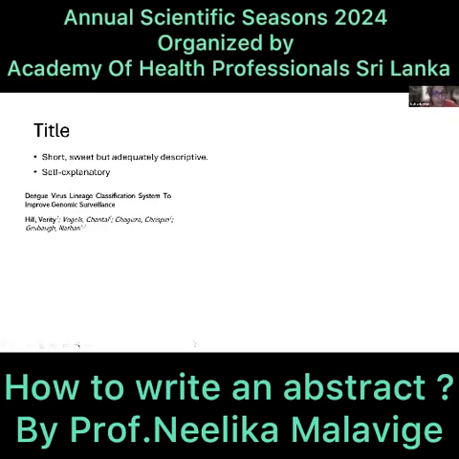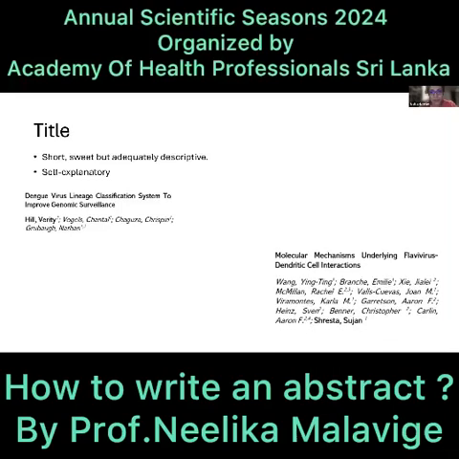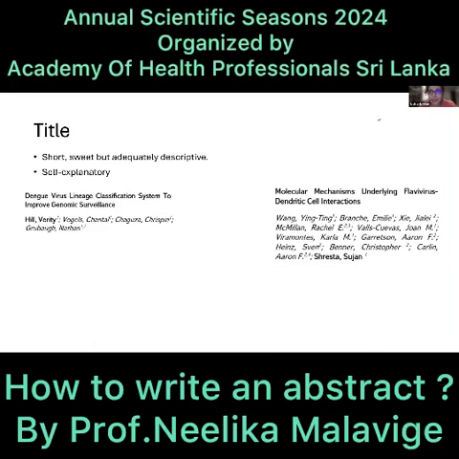Again, these are from conferences I've been to, so it's leaning a little bit towards dengue and virus infection. The title of this abstract is very self-explanatory: Dengue virus lineage classification system to improve genomic surveillance. So when you read the title, you understand, okay, this is what it is talking about. It's not a complicated, very long sentence. Okay, here: Molecular mechanisms underlying flavivirus dendritic cell interactions.